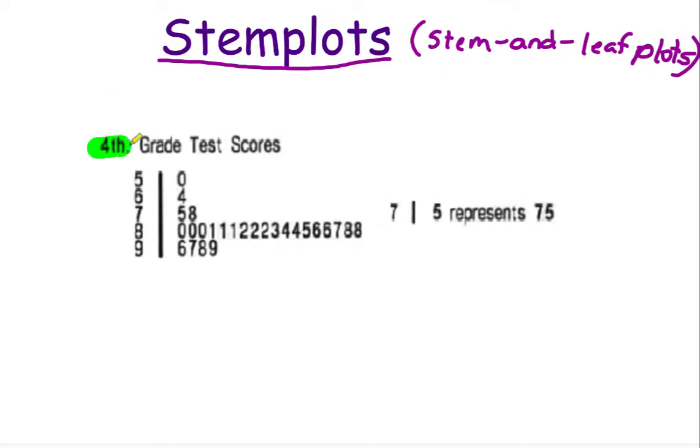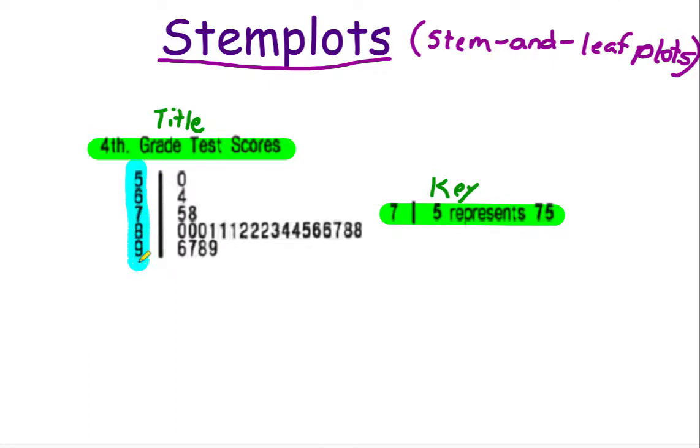The first component is the title. The second is the key. These two things allow us to read the data and tell us what is being measured in the data. So the key translates what's being measured into the actual raw data, and the title tells us what's the variable being represented on the graph.